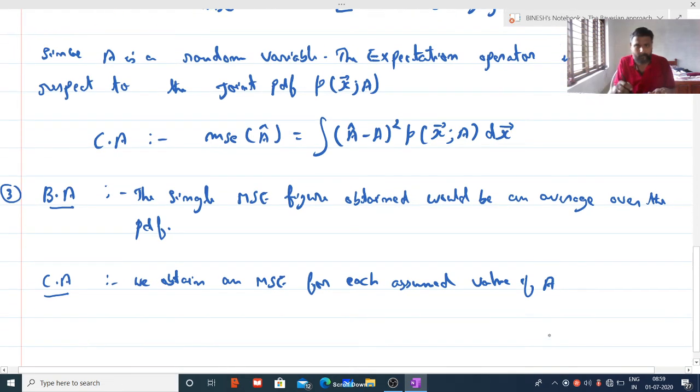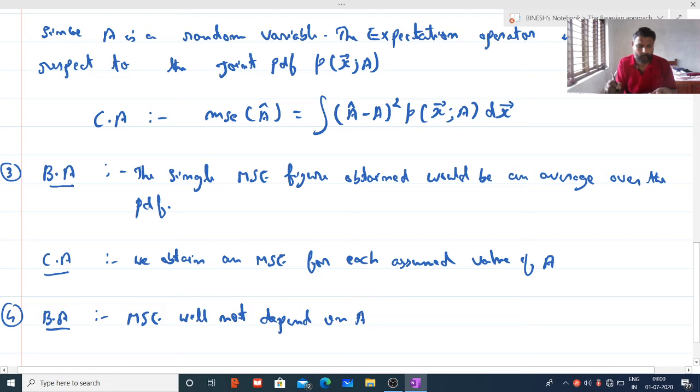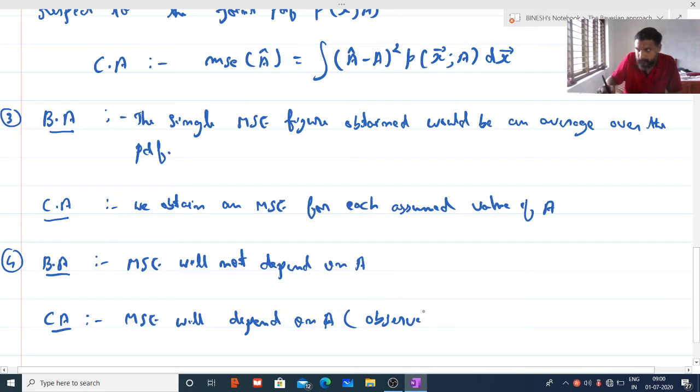The fourth point is, in the Bayesian approach, the mean square error will not depend on A. Whereas in the classical approach, the MSE will depend on A. You just observe the expression for MSE in the classical approach, which I have discussed.